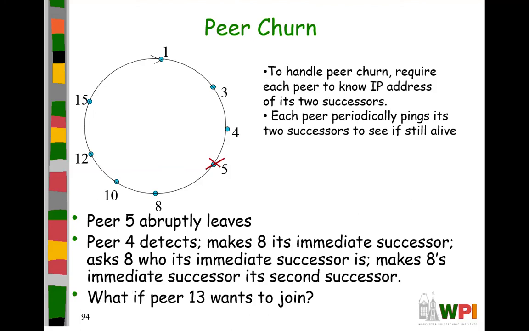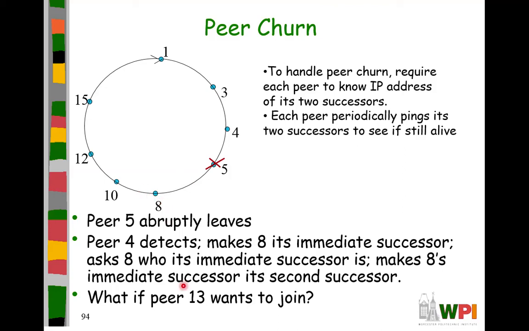Similarly, if a new peer wants to join the network, for example peer 13, where will peer 13 be placed? Peer 13 will be placed between 12 and 15. How does it join? Peer 13 joins the network by contacting any peer, for example peer number 8. When it contacts peer 8, peer 8 forwards the request according to its ID to find the successor of 13. So 8 will compare 13 with itself, with its predecessor and successor.